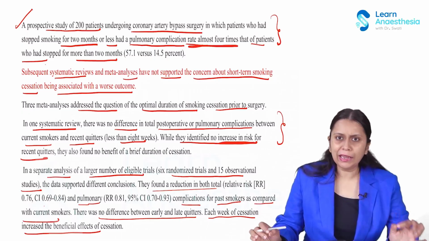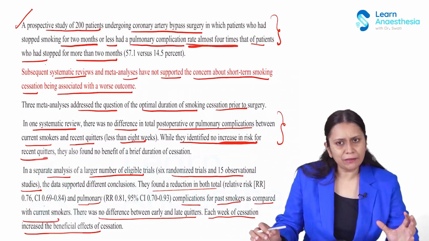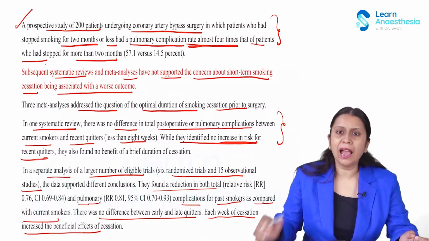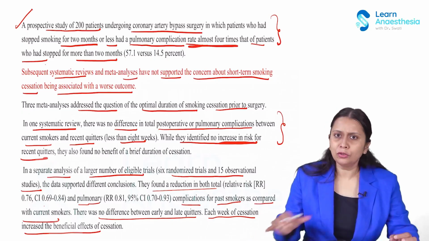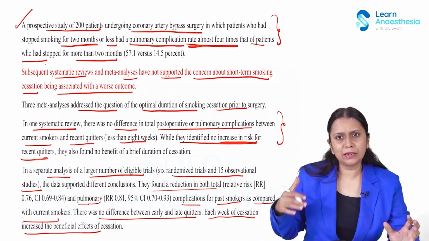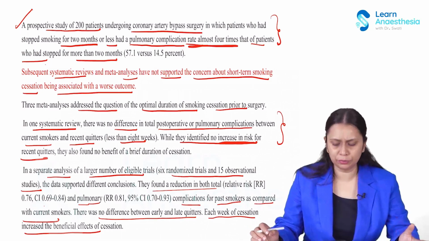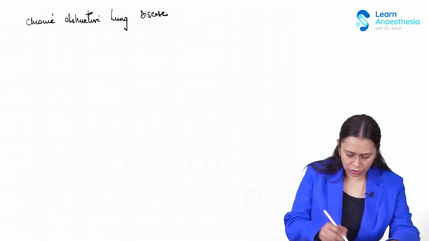So if a patient comes to you who is a smoker and is posted for surgery, it would always be good to advise him to quit smoking before surgery, right? Active smoking prior to surgery definitely increases the risk of post-op pulmonary complication and also increases other risks in the patient. So without fearing that there would be a risk of increased complication, we should advise our patient to quit smoking prior to surgery. This is one of the pre-op strategies. Now let's talk about the other.